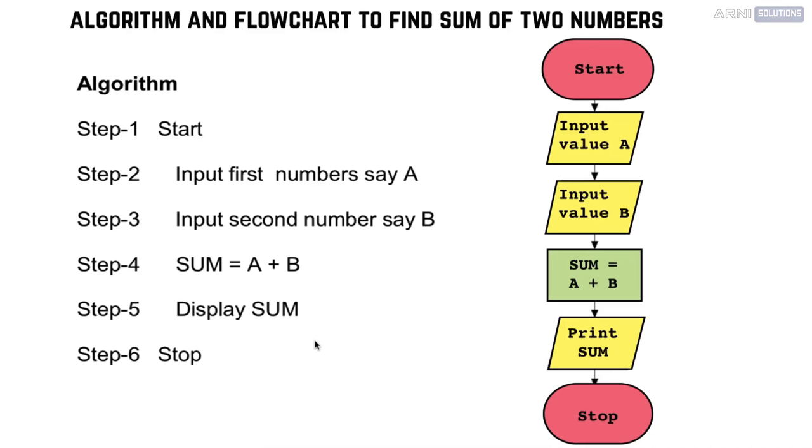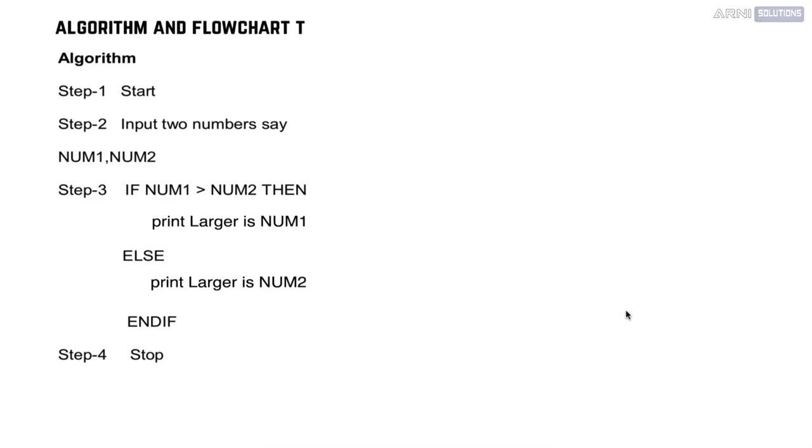Here is the algorithm and flowchart to find the sum of two numbers. This is the algorithm and this is the flowchart. The algorithm will be: start, input the first number, input the second number, find the sum, which is equal to a plus b, and display the sum. When we put it into a flowchart, it looks like this: start, input value of a, input value of b, sum is equal to a plus b, print sum, stop. As you can see, this is a sequential flowchart. These parallelogram boxes are the input boxes. For both input and output, we will be using these parallelogram boxes.